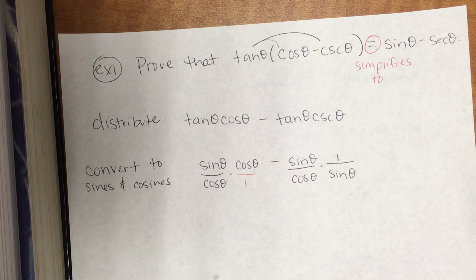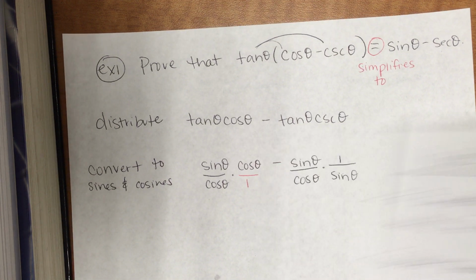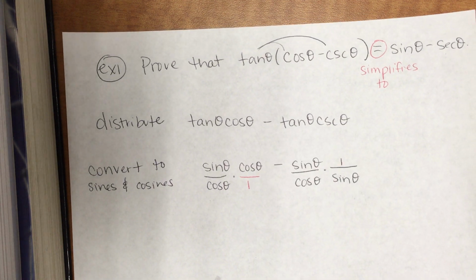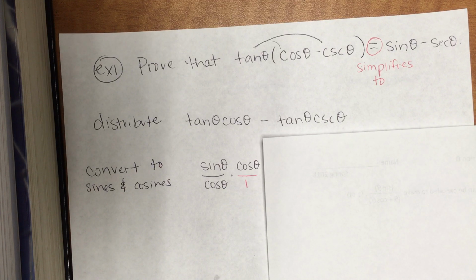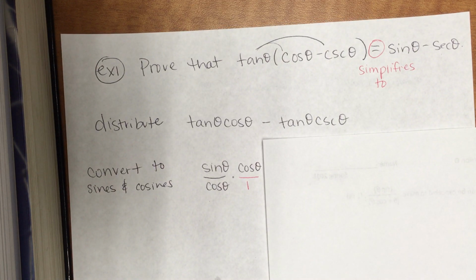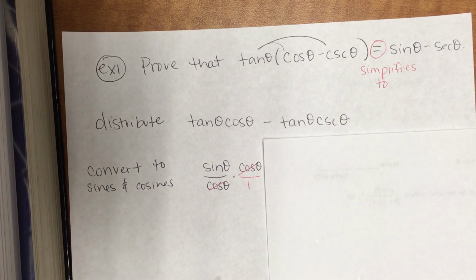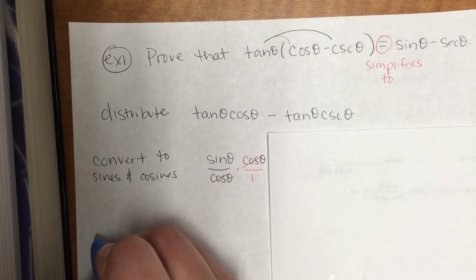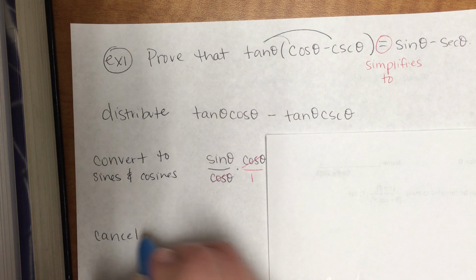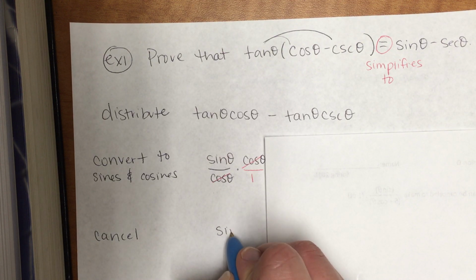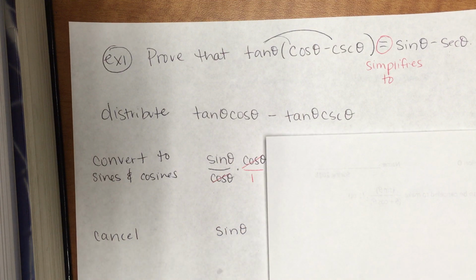But I can look at each individual fraction, so I can look at this fraction right here and cancel things out because it's already factored, it's already in its multiplied pieces. So I can cancel my cosine on top and bottom. So that'll be our third step. I'm going to cancel so that way I can simplify more. And I'm left with just a sine theta.